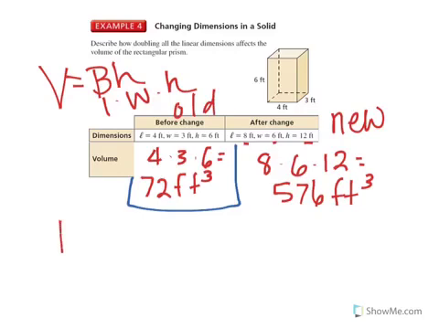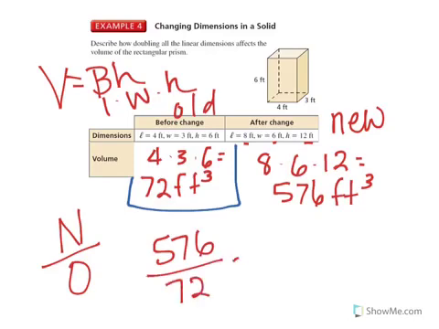So if we do new over old, we're going to do 576 over 72. That's going to give us a change of 8 when we divide it. So basically it's the same as saying 2 cubed. Doubling the linear dimensions results in a volume that is 8 times as large as the old volume.